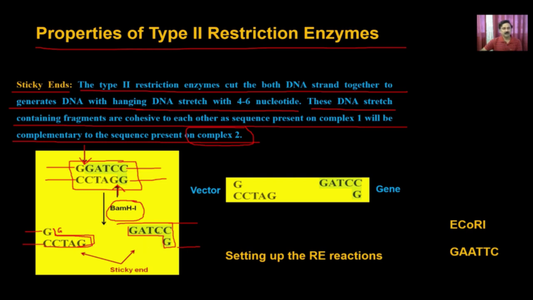So this is called the sticky ends. What is the advantage of generating a sticky end? Imagine that I have digested the vector as well as the gene of my interest with BamH1. The vector is going to generate this sticky end, whereas the gene is going to develop this particular type of sticky end.